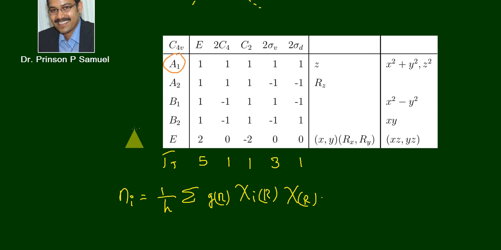Then we can consider B1. We don't need to consider A2 because there is no atomic orbital corresponding to A2 in the character table. Now we can consider B1 because corresponding to it we have the dx square minus y square orbital. And then we have to consider B2 because corresponding to B2 we have the dxy orbital. Then we have to consider E because corresponding to E we have px, py, then dxz and dyz orbitals. Okay, so except A2, we have to do the calculation for all other irreducible representations.